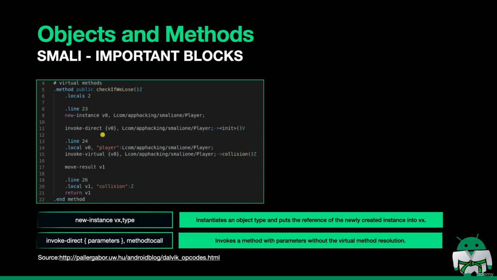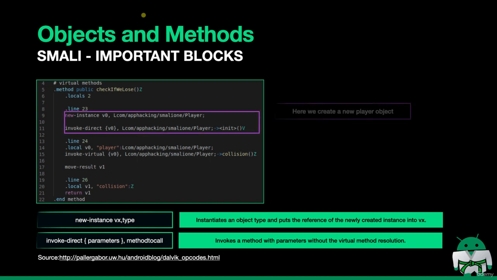Next, we've got invoke direct. Invokes a method with parameters without the virtual method resolution. We ignore everything after without, and we have a look into this. Invoke direct, then curly brackets, parameters, and our method call. So to create a new object, we simply need the following two lines. These create a new object and they store it in v0.